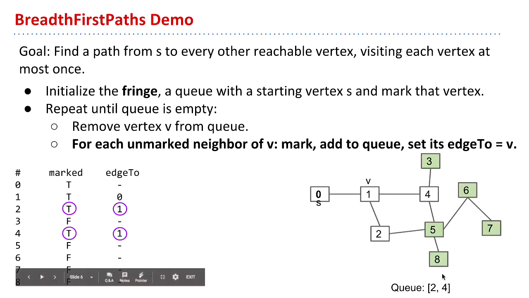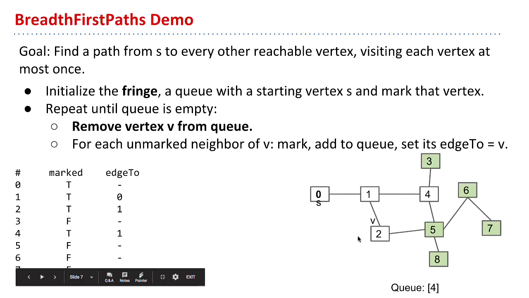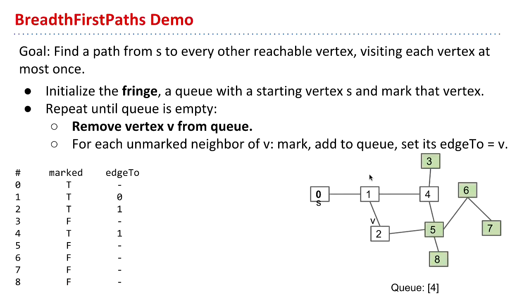Okay, so now we have 2 and 4 in our queue. And now we're going to take something off of the queue, and it doesn't actually matter what order these are put into the queue. But in this case, I'm saying 2 went first, then 4. So we take 2 out next. So 2 is now the active vertex. And so if we look at its neighbors, we have 1, we have 5. Do we do anything with 1? No, it's marked, because this is for each unmarked neighbor of V.